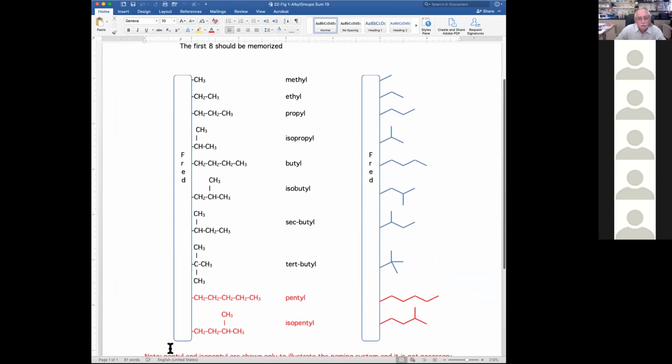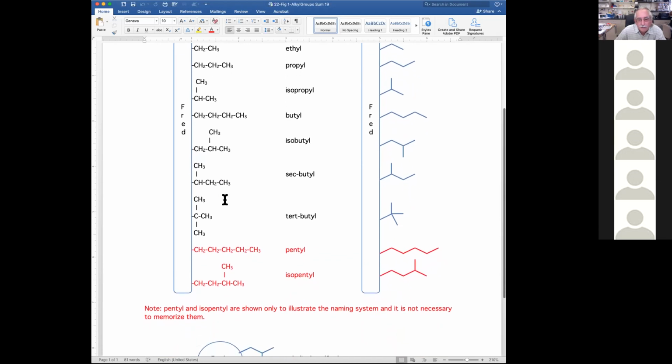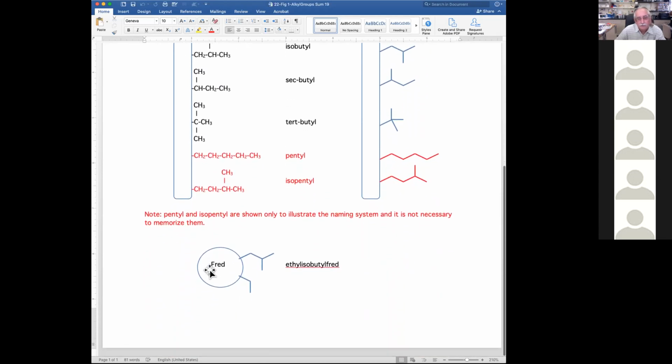So they're attached to a big molecule, what is called a molecule Fred. Could be anything. So here would be methyl, that's ethyl. Here's what the skeletal structure would look like. Isopropyl, butyl, the other ones.